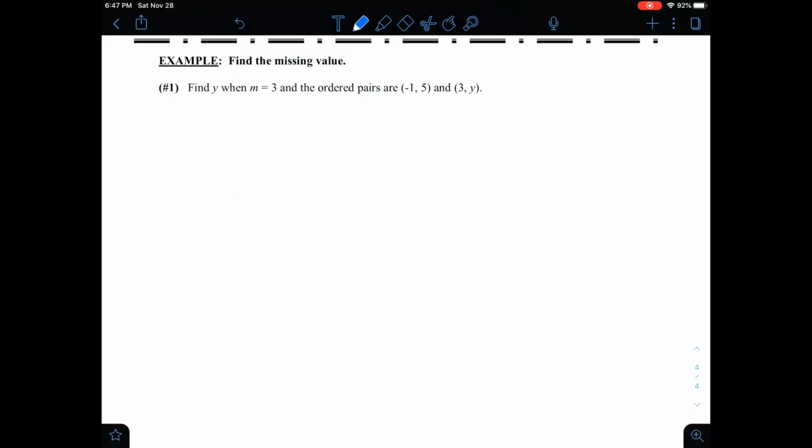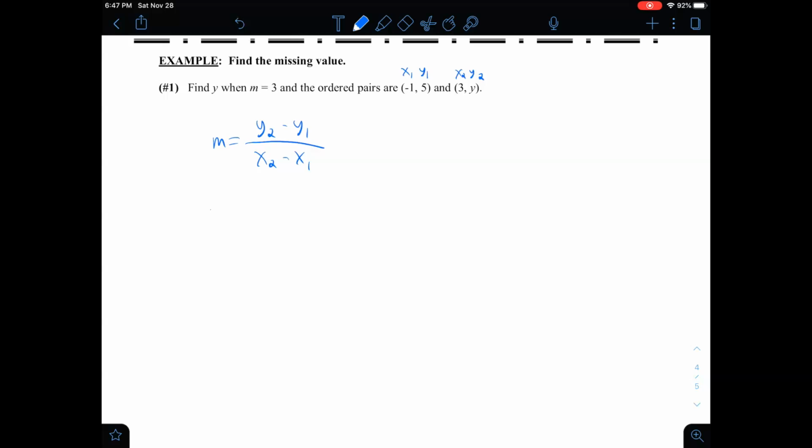So almost done here. Find y when m equals 3 and the ordered pairs are (negative 1, 5) and (3, y). So we are looking for y in this case. We actually know what the slope is, which is 3. So we're going to use the formula m equals y2 minus y1 over x2 minus x1. We're going to plug in the slope and solve for one of the values, the y coordinate of the second point. We'll call these x1, y1, x2, y2.